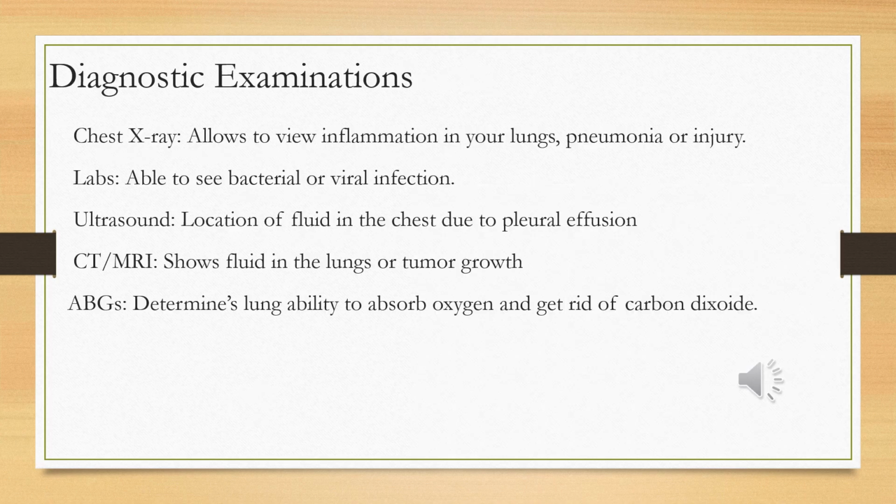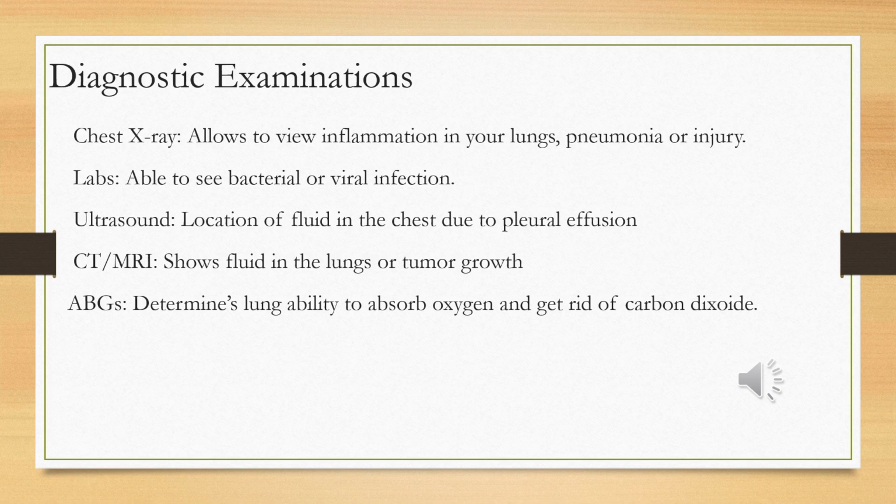Some of the diagnostic examinations would include chest x-rays, labs, ultrasound, CT, MRIs, or even ABGs. Chest x-rays allow us to view the lungs to see whether there's anything like pneumonia, any injuries, or any fluid indicative of effusions. With labs, if we do a complete blood count, we'd be able to see whether there were bacterial or viral infections where your WBCs were elevated. It would also indicate whether there were things like rheumatic fever, lupus, or a PE.